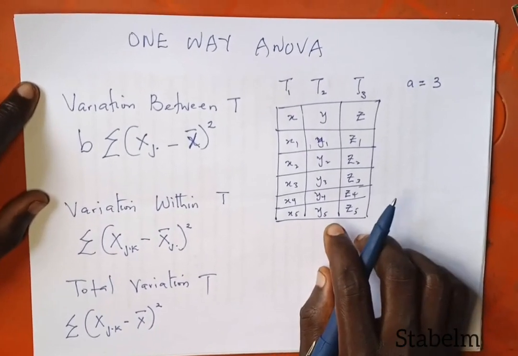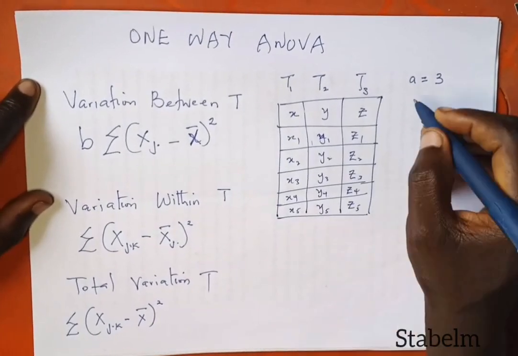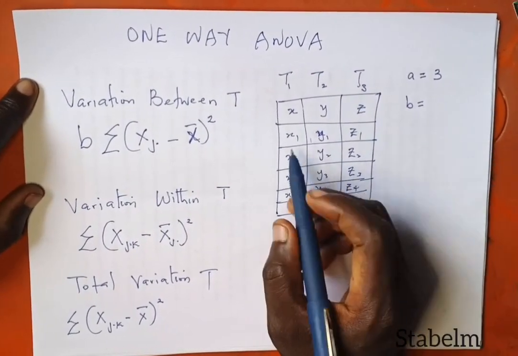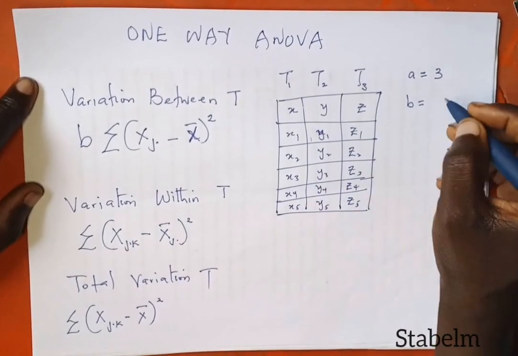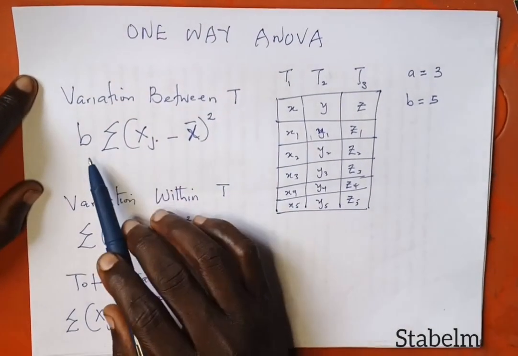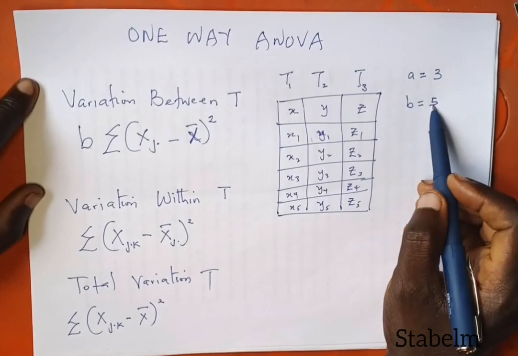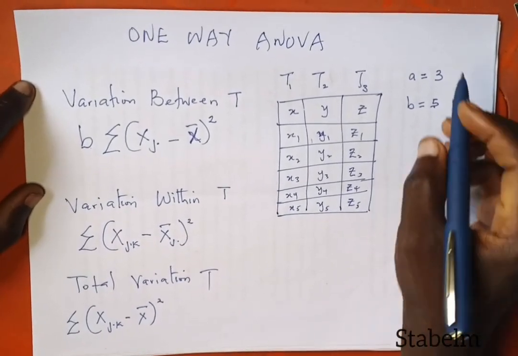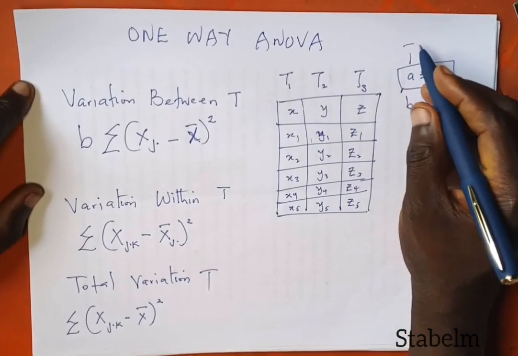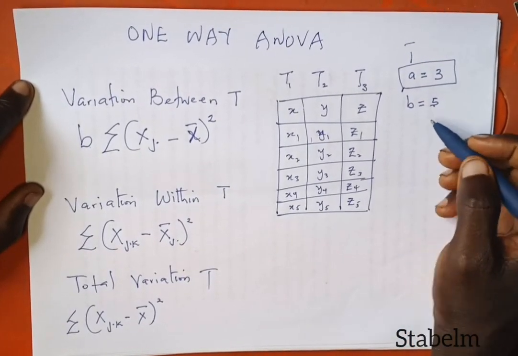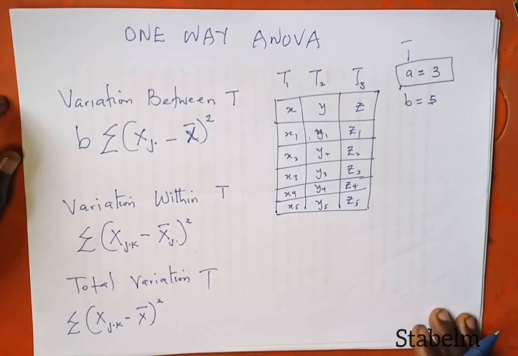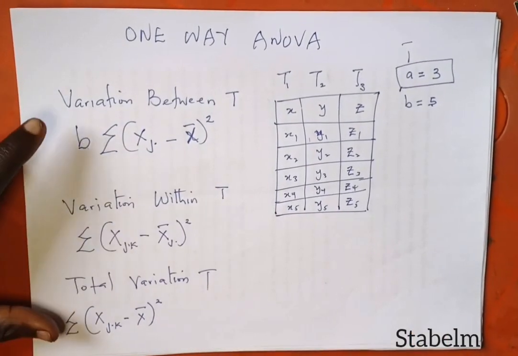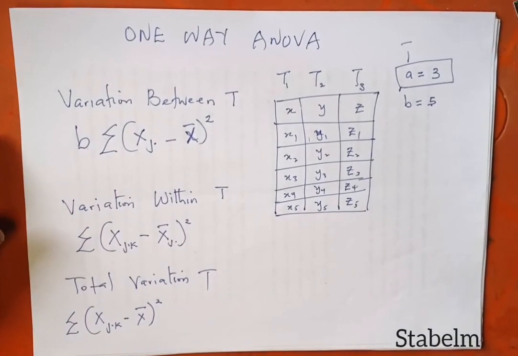Now, each treatment here has 5 observations each. So that is our B. B is the number of observations in each treatment. So for the number of observations in each treatment, we have x1, 2, 3, 4, 5. So we have 5 observations. So in this case, this B stands for 5 here. Then in the case where we need A, our A will be equal to 3. So A stands for the number of treatments, while B stands for the number of observations in each treatment. And in this case, we are using equal observations for all the treatments. So now we're going to use this to get our ANOVA table.